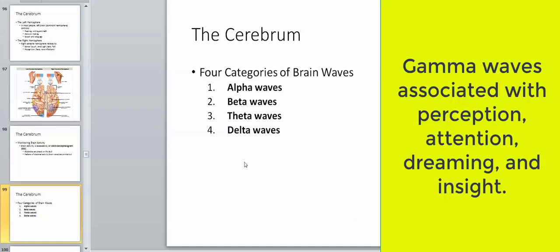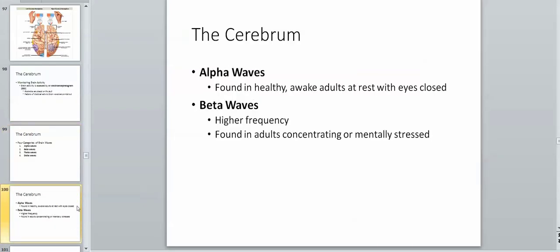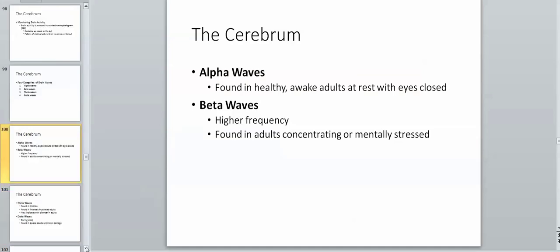Then we have our gamma waves. These are higher frequency waves. And these waves are associated with linking ideas together and insights. So gamma waves have been studied more recently, and they're of interest to researchers who want to see how people achieve certain insights or how they link together certain ideas. All right. So this just explains everything that I said.